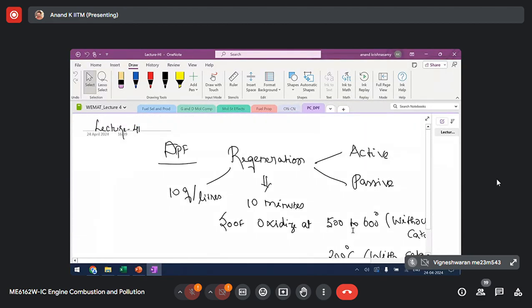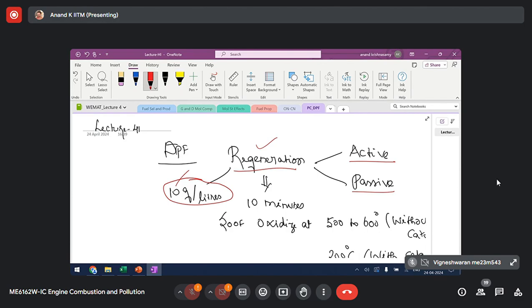There are two types of regeneration as indicated here. One is active regeneration and the other one is passive regeneration. Once the particulate matter reaches this threshold limit, you could see the threshold limit, 10 gram per liter, where liter is the capacity of the DPF, you have to start this regeneration process.